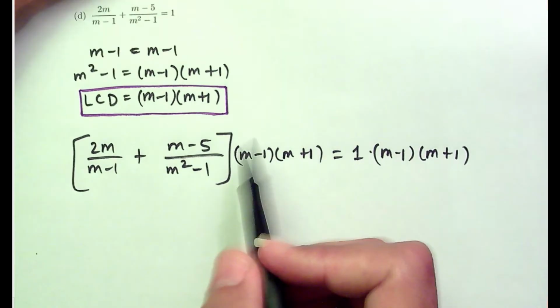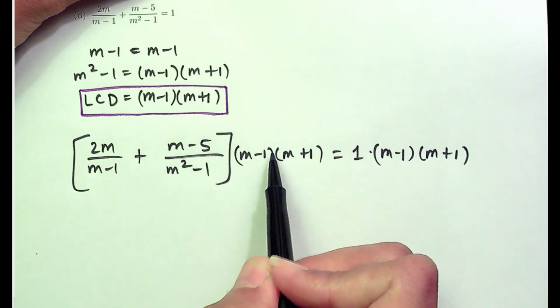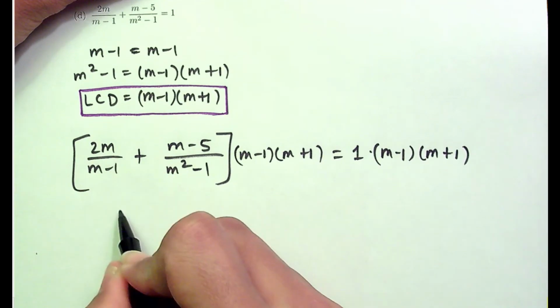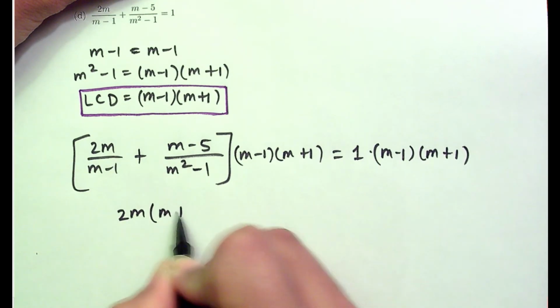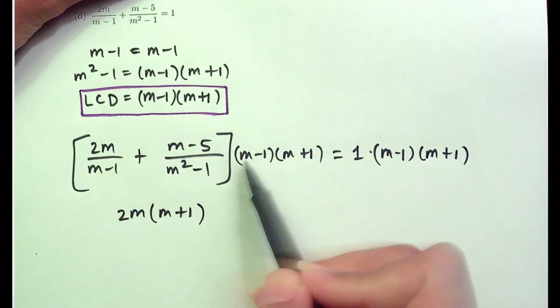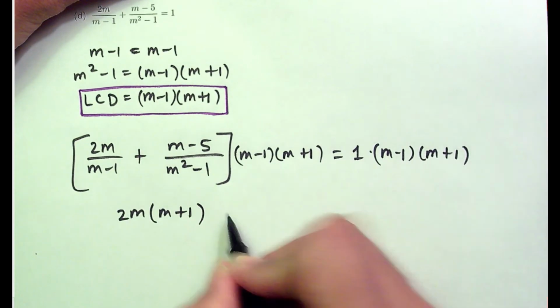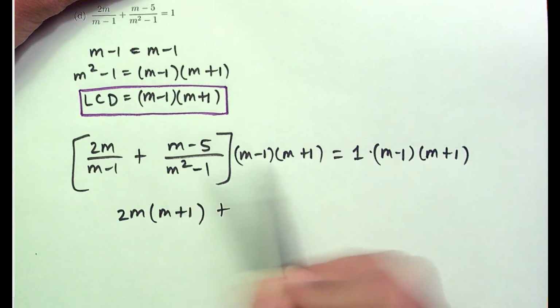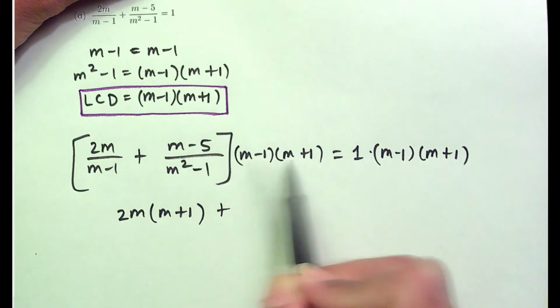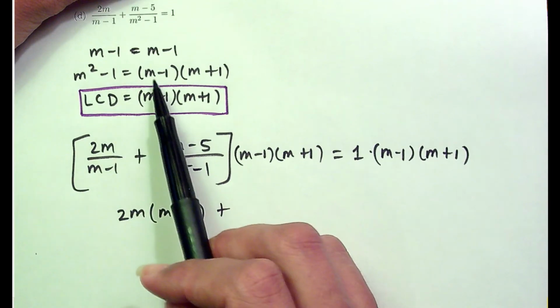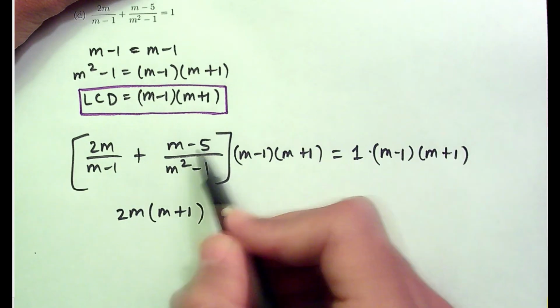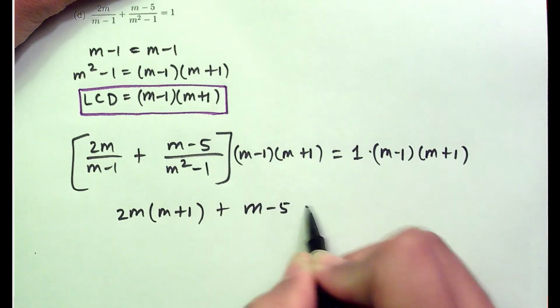Now, distribute, multiply. Note that if I were to multiply this by that, the m minus 1 would cancel. So if I cancel the m minus 1, what is left is 2m times m plus 1, right? And then when I distribute here and multiply that by this, the bottom is actually the unfactored form of that. So m squared minus 1 is actually both of the terms. So that means I could cancel both of them, and what I'm left with is m minus 5.